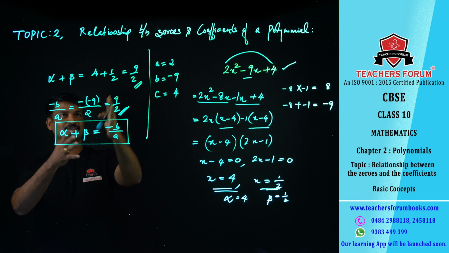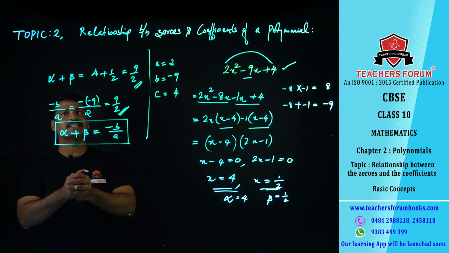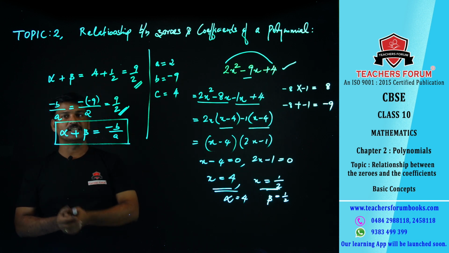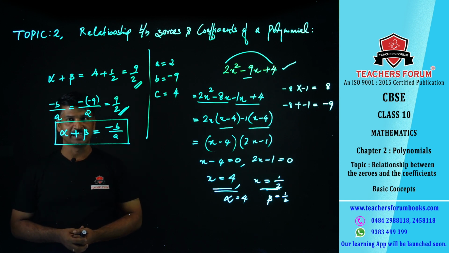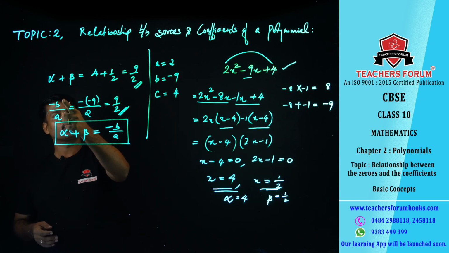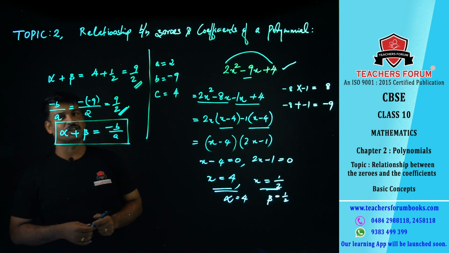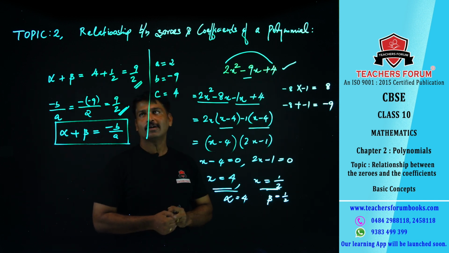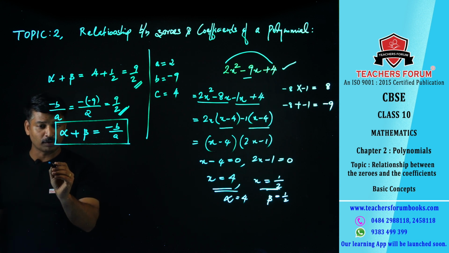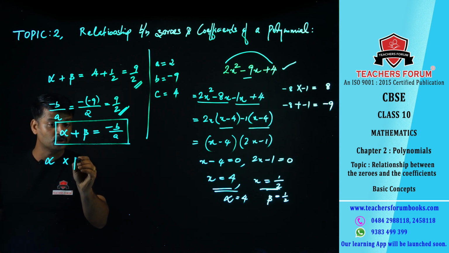So from this it is clear that alpha plus beta is equal to minus b by a. That is minus of coefficient of x divided by coefficient of x square. Okay. Now let us find out what is product of zeros. That is alpha into beta.